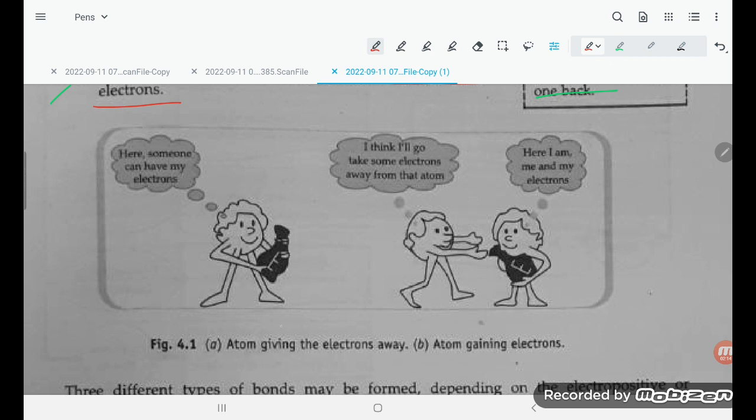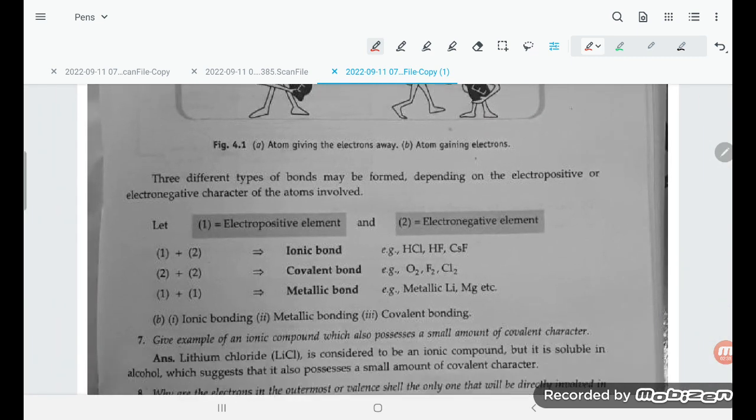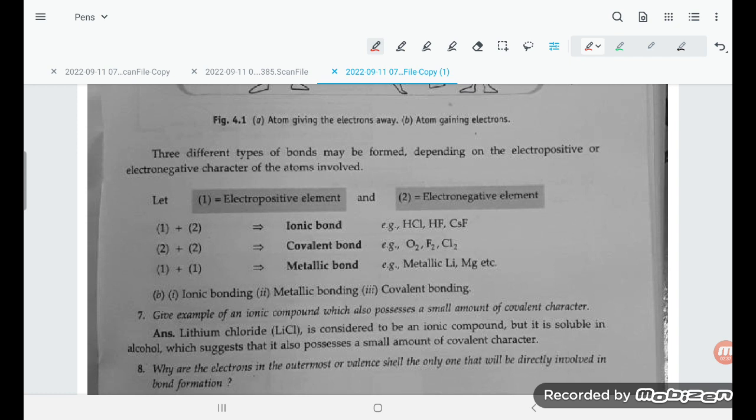Here you see, students, someone can have my elements. I think I will go take some elements always from those atoms. Here I am, me and my electrons. They are pictorial representations they are giving, students, but not that helpful.